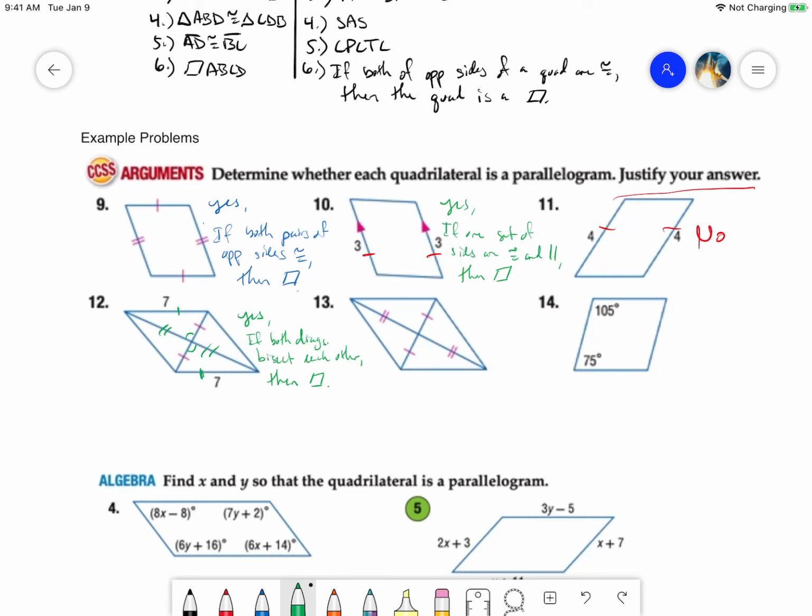We're going to use the exact same reason for number 13, except we're already given it. So yes, if both diagonals bisect each other, then parallelogram.